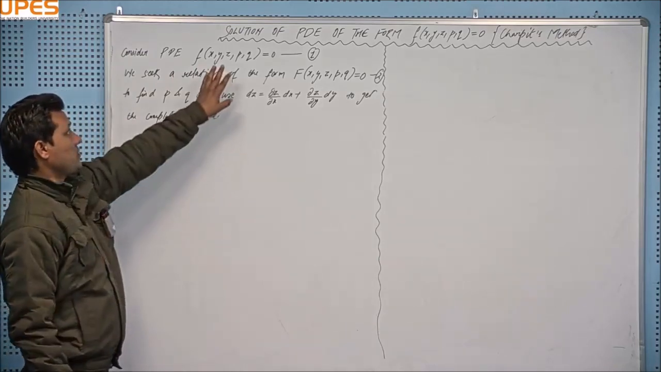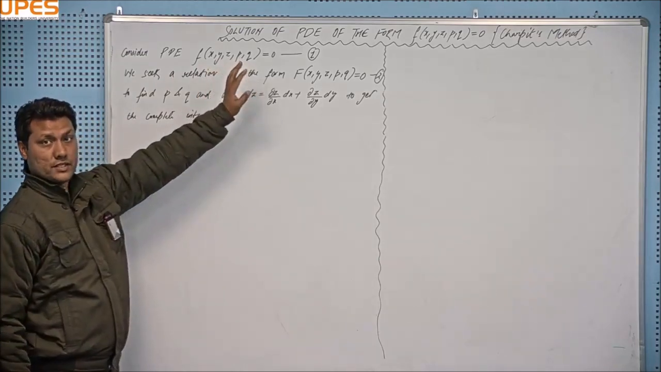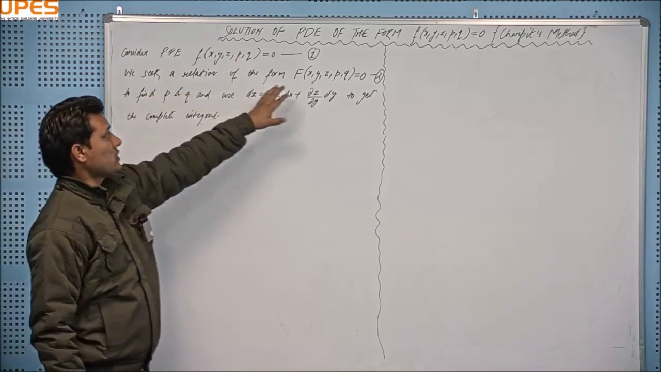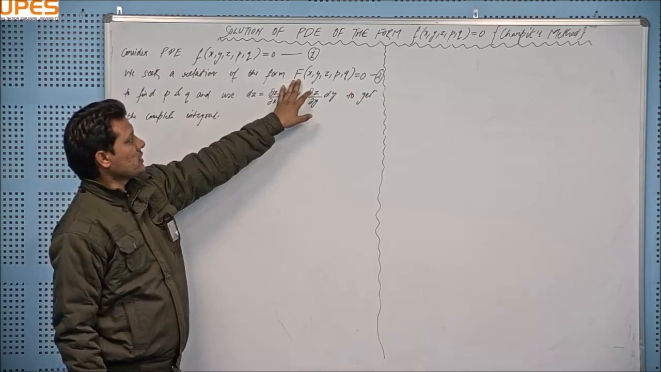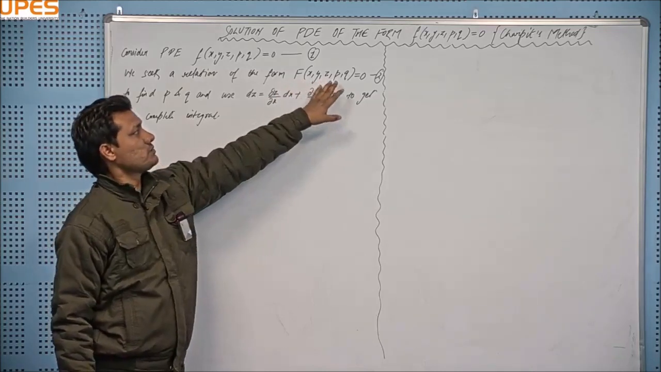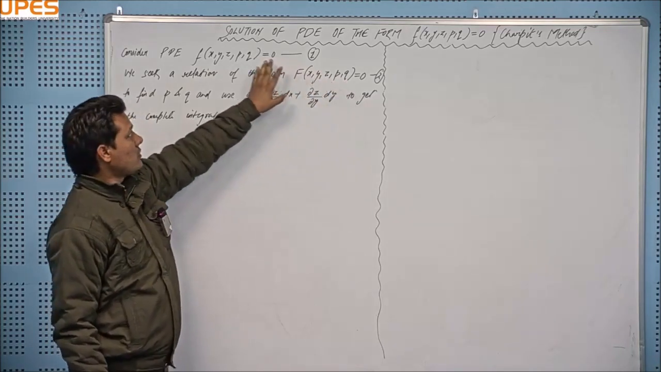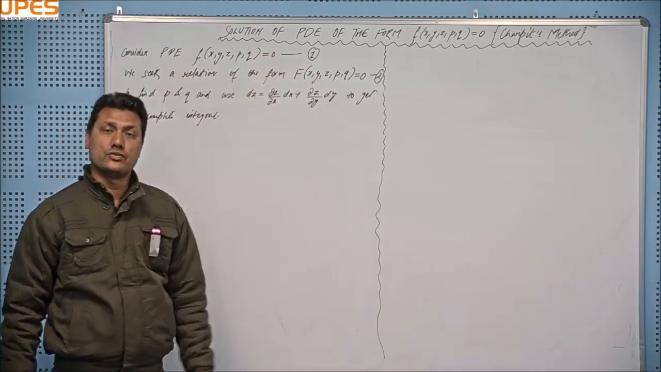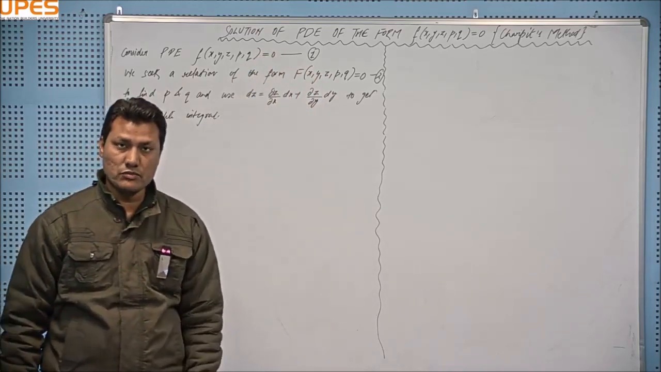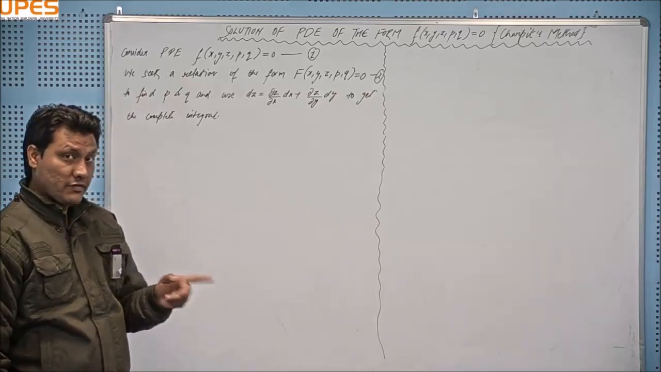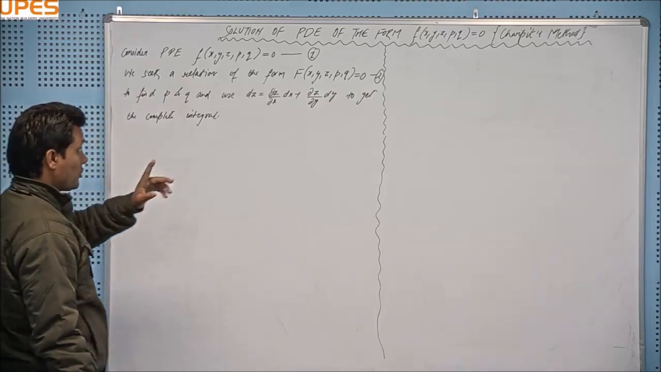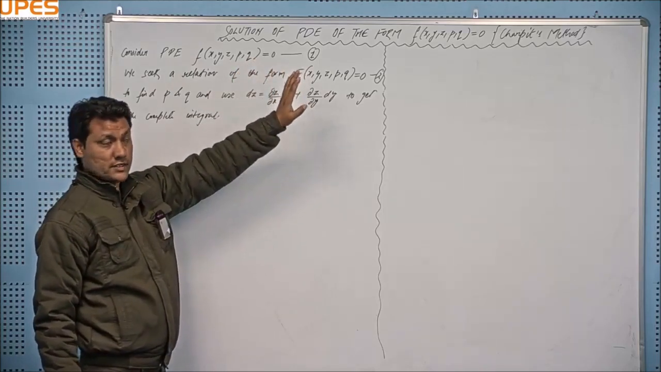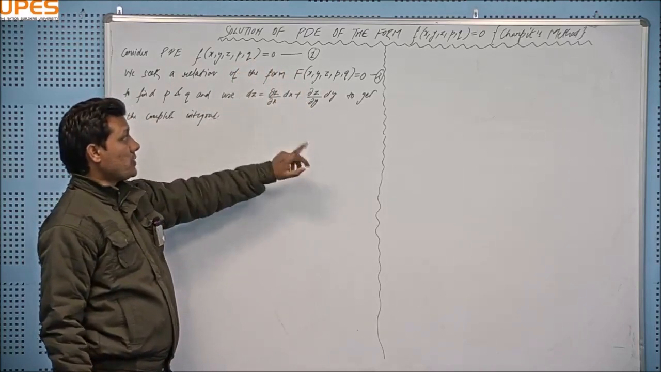I am given the PDE of this form containing p and q, right? Then I need another relation of this form. Let me call it capital F, and that will also involve this p and q. I will solve these two, first and second, for p and q. My main motive is to obtain small p and small q in terms of x, y, and z. Then after obtaining small p and small q, I will plug in those small p and small q here.